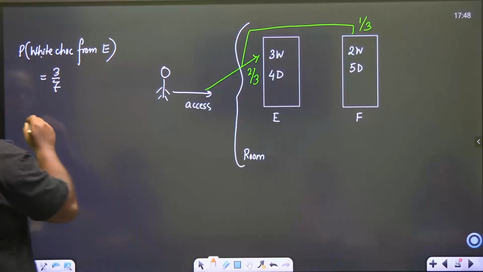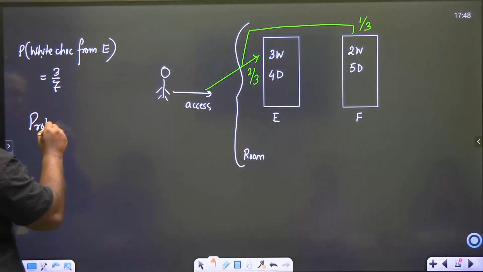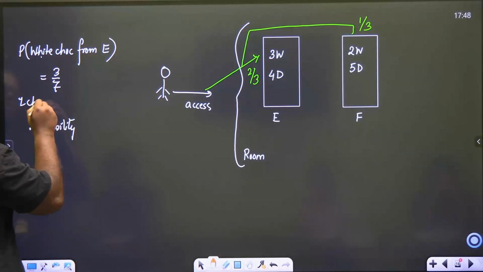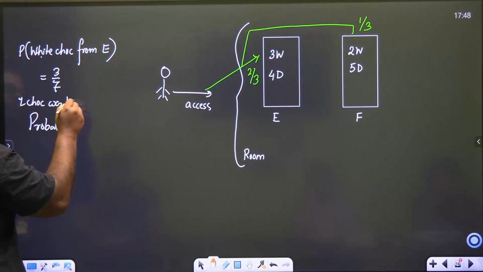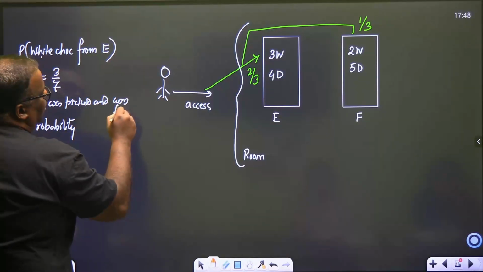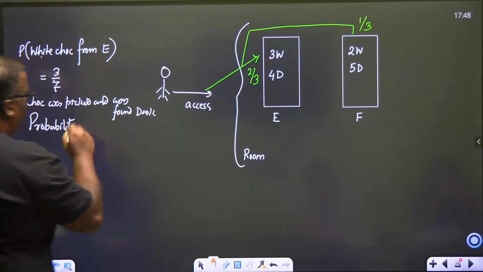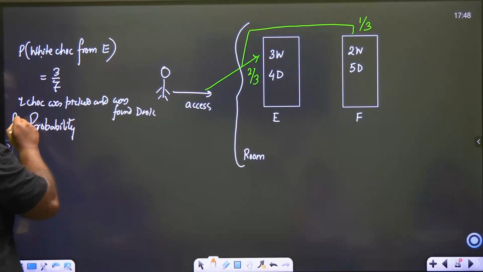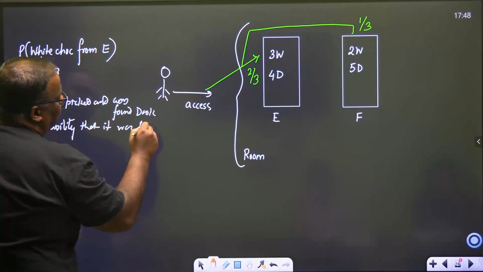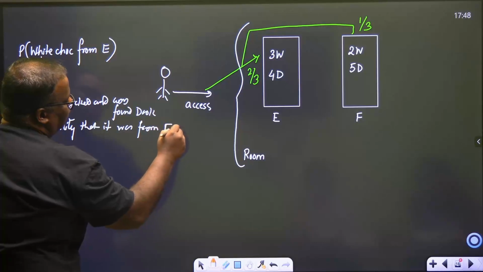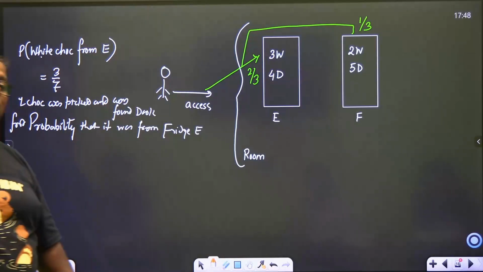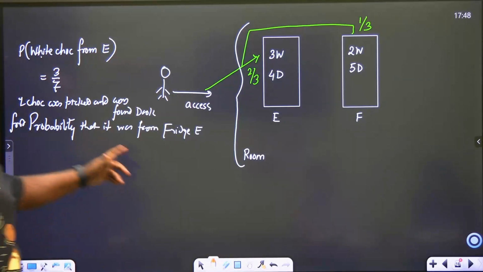Bayes theorem will ask you: one chocolate was picked and was found dark. Find the probability that it was from fridge E. समझिए, क्वेश्चन को समझने की कोशिश कीजिए. And now you'll go back to a grade 10 formula. Find the probability it came from fridge E.